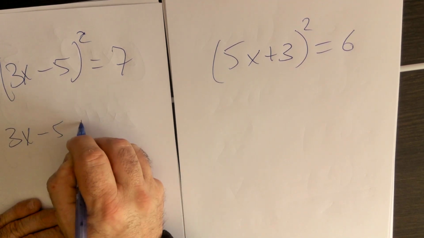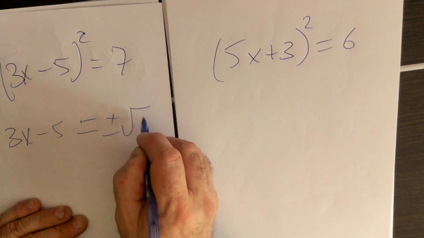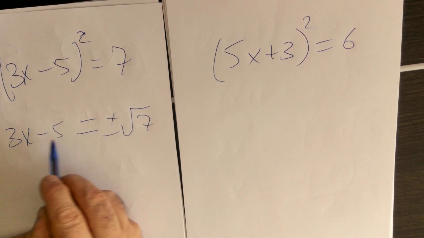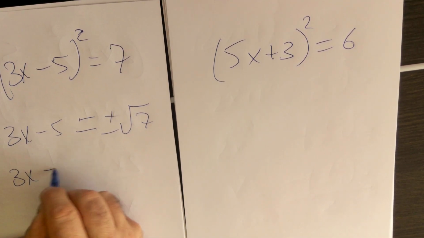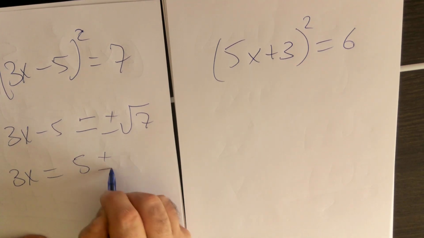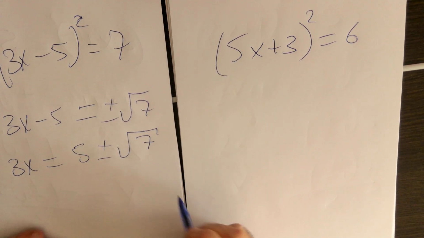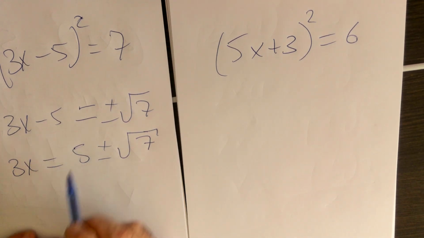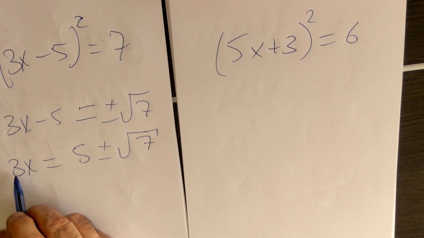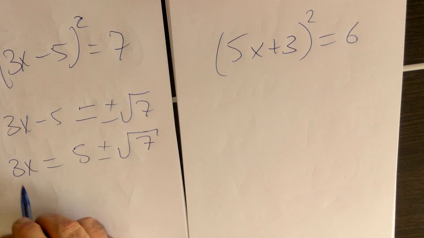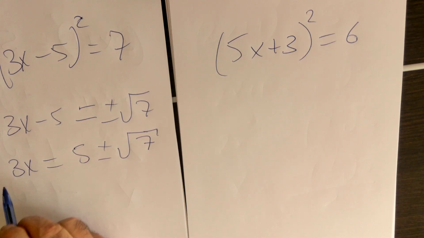3x minus 5, applying the square root property, transposing the negative 5. You heard what I said? I said transposing the negative 5. I've transposed it. Dividing down the factor of 3, dividing down the factor of 3.